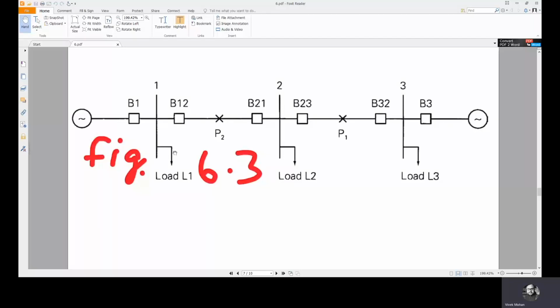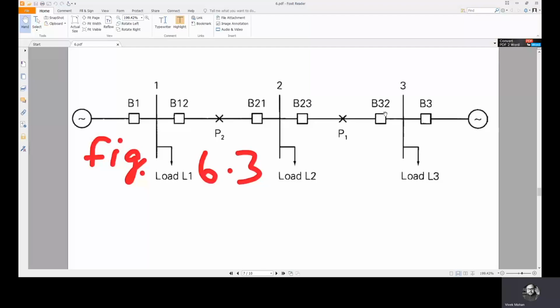For B3 and B1 it is not required, because B1 is very near to this source and B3 is very near to this source. So the fault current will always be flowing from left to right in B3 and left to right in B1. So no other direction is possible here. So B1 and B3 need not have a directional feature, but B12, B21, B23 and B32 should have a directional feature.